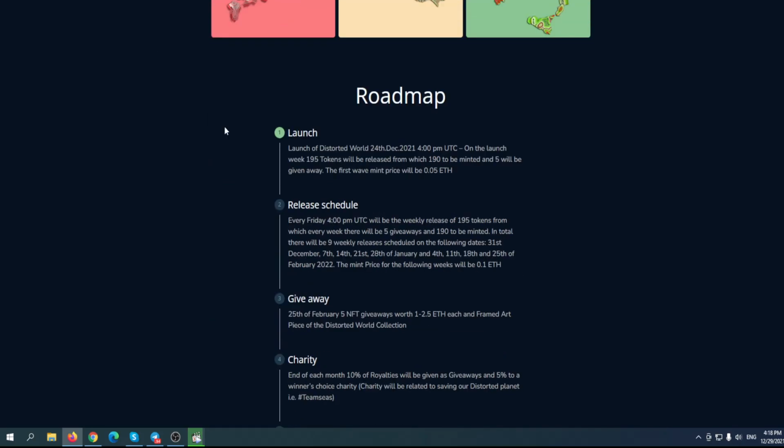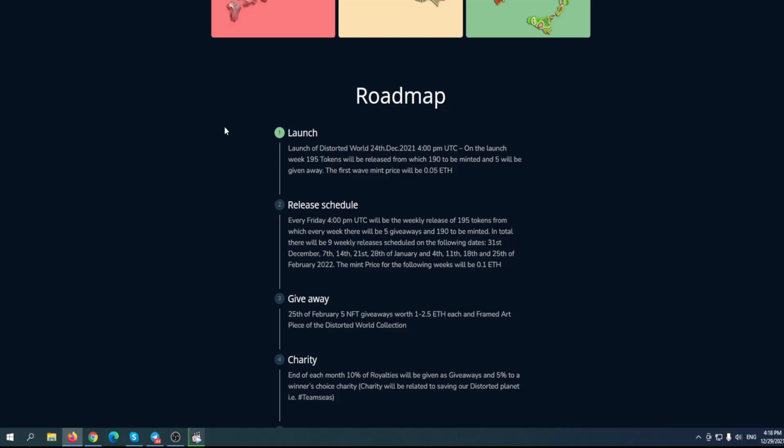So take a look at their roadmap. Like I told you guys, they had a launch of the first week collection on December 24th, 4 p.m. On the launch week, 195 tokens were released, from which 190 minted and 5 were given away. The first wave mint price was 0.05 Ethereum.